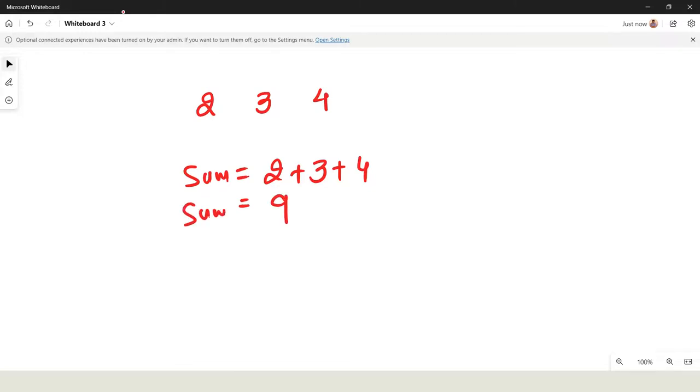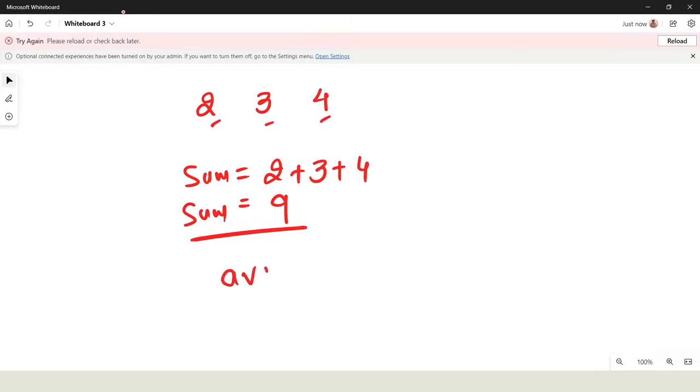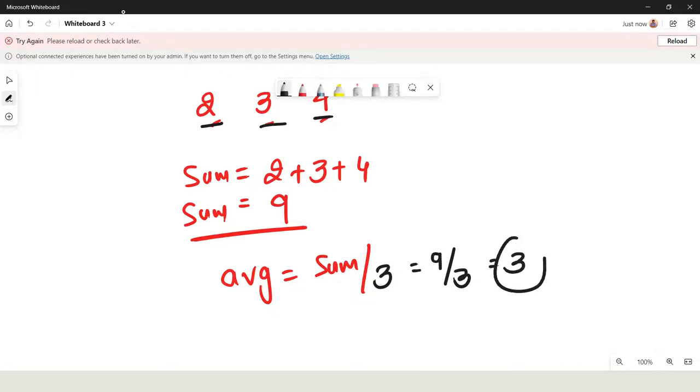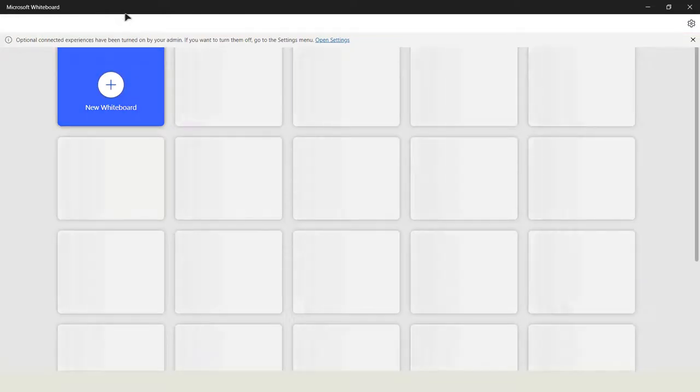So addition is 9, and I have to divide by the total numbers, right? 1 2 3. My average would be sum divided by, sorry, not divided by 9, but how many numbers are there? 1 2 3, divided by 3. So 9 divided by 3 is equal to 3. So average of these three numbers is 3. Okay, let's write an algorithm.